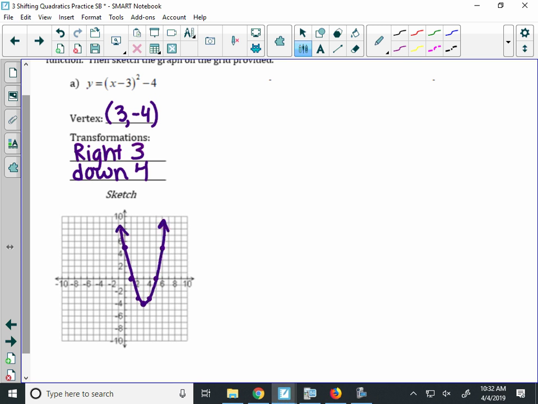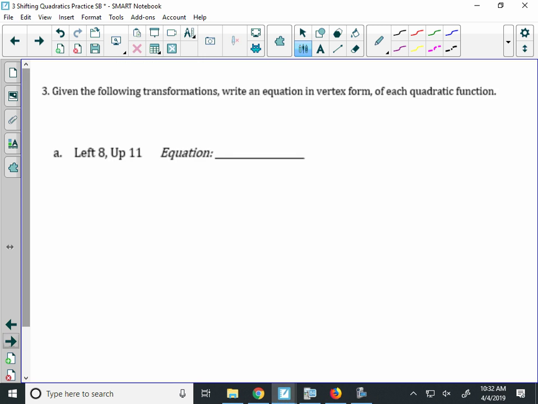There's a couple other ones to try. If you're having trouble graphing, ask your teacher for some help. We can give you more examples and help you more with the parent function, but you need to be able to graph this without a calculator.